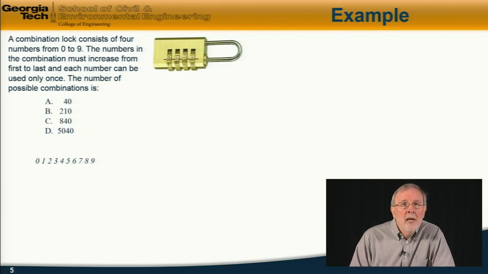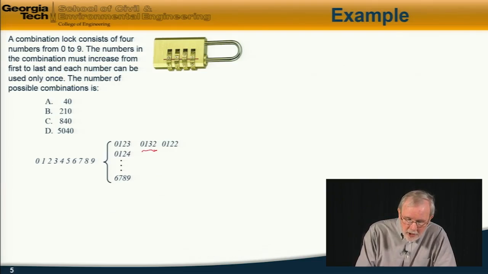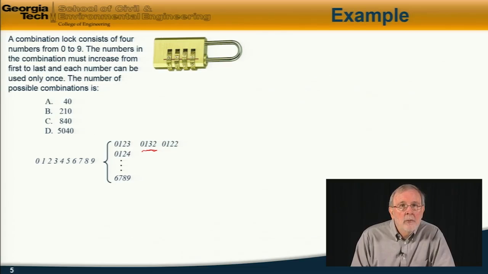So again, let's think about this logically. These are the 10 digits, 0, 1, 2, 3, up to 9. So if we start thinking of the possible combinations, they look like this. The first one is 0, 1, 2, 3, then 0, 1, 2, 4, etc., up to the last one, which is going to be 6, 7, 8, 9. And in this case then, 0, 1, 3, 2 is not a possible combination because it doesn't increase in order. And 0, 1, 2, 2, for example, is also not a possible combination because that uses the digit 2 twice, and we can only use them once.